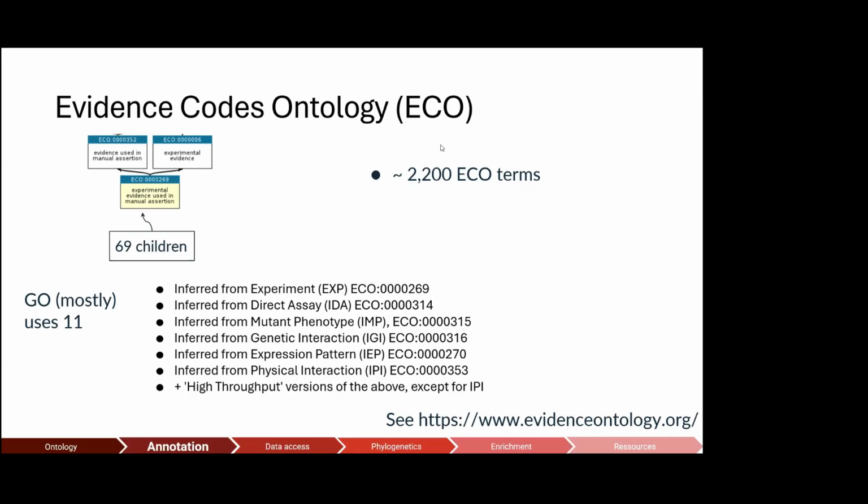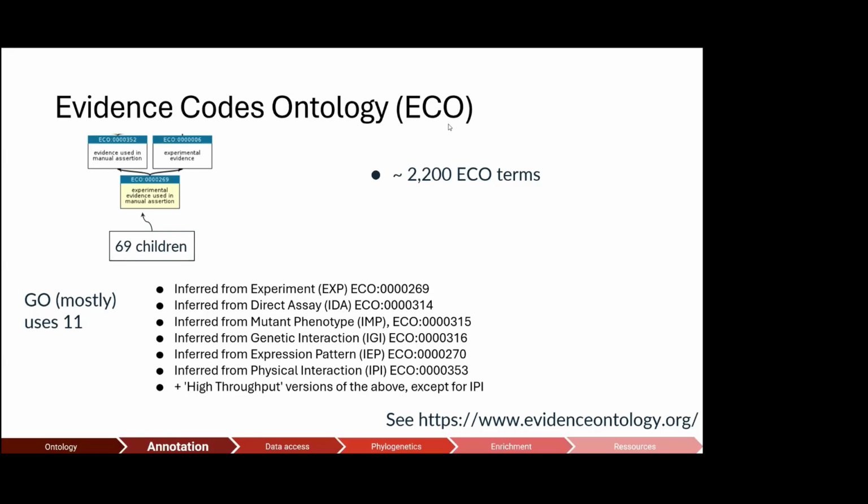So you get these six terms, like experiment, direct assay, mutant phenotype, and you have a high throughput version of all these terms, except for the IPI, because it's physical interaction. So there is no high throughput version of physical interaction.